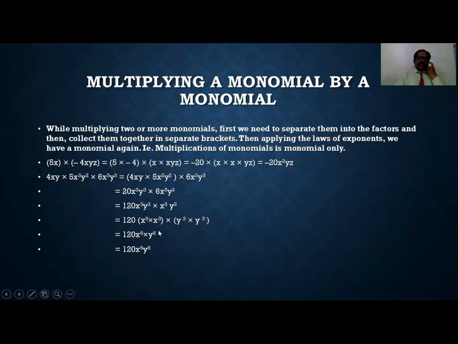So we have the product as 120 x raised to 6 y raised to 6, which is the required product of the given three monomials. So in this way we can have the product of monomial by a monomial. Multiplication of two or more than two monomials will again be a monomial only. Is it clear for all? Yes. Now let's move ahead.